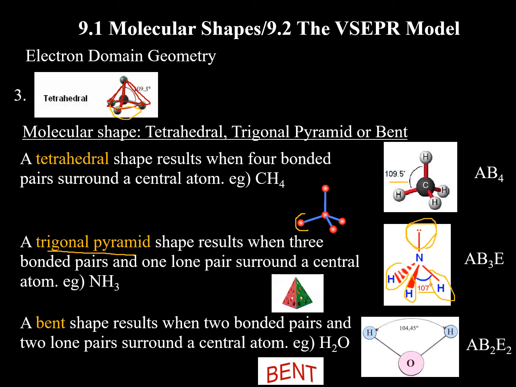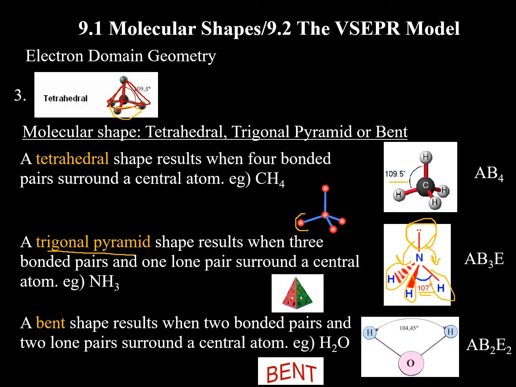Lone pairs and bonding pairs, there's some repulsion between the two, so it's going to push down the NH bond. If it pushes down, the angle gets smaller to 107 compared to 109.5, and I'll touch a little bit about this in the next slide.